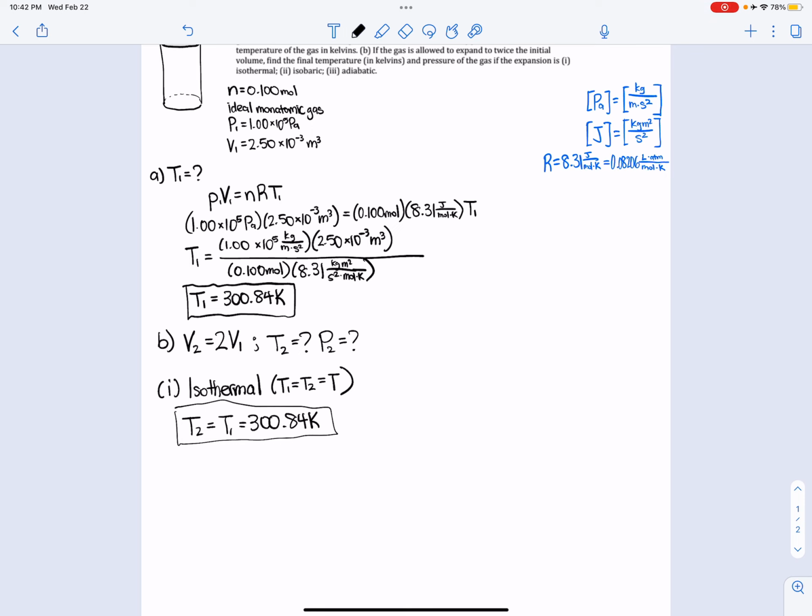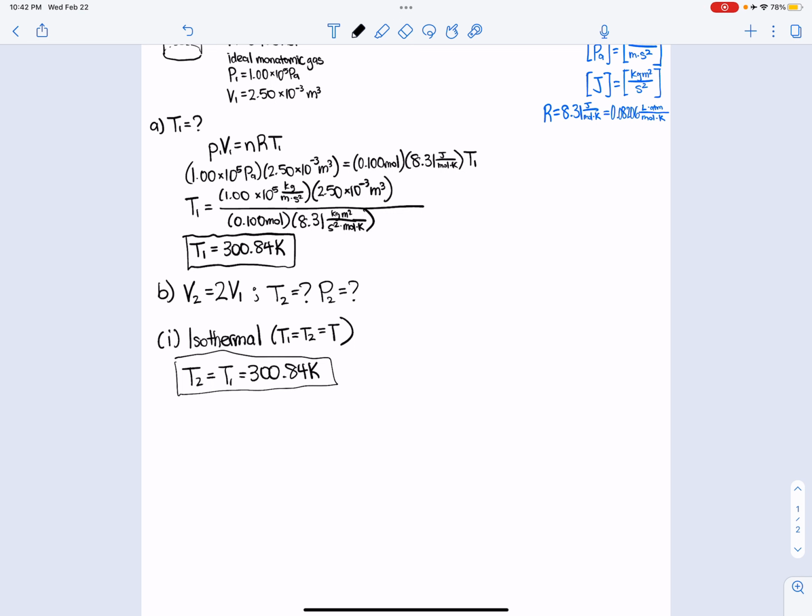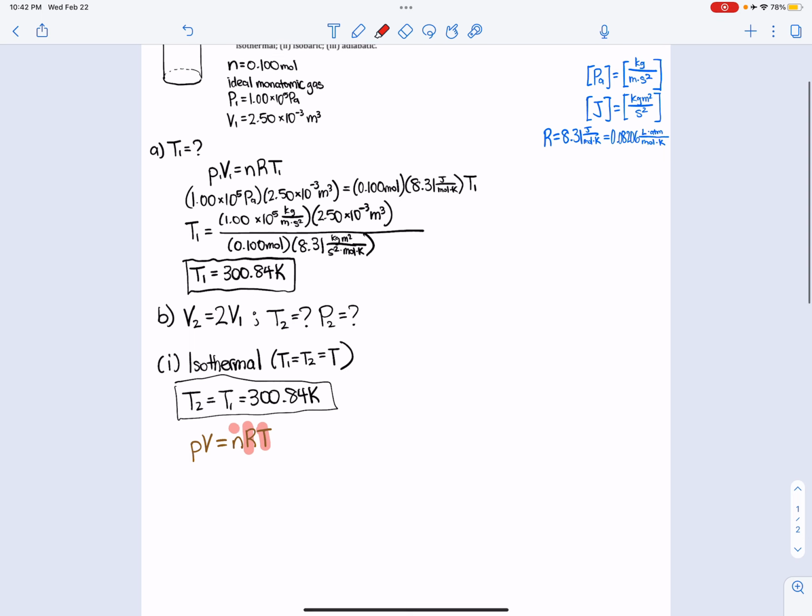And for the final pressure in an isothermal process, let's look back at our handy-dandy ideal gas law. PV equals nRT. What are constants here for isothermal? We know T is a constant, because T1 equals T2. R is a gas constant, we know the value of that. And n was also given to us, and that's also a constant. So for the initial scenario, if these are constants, right?